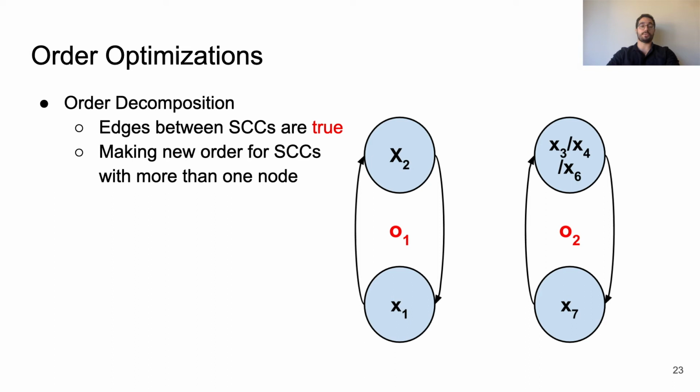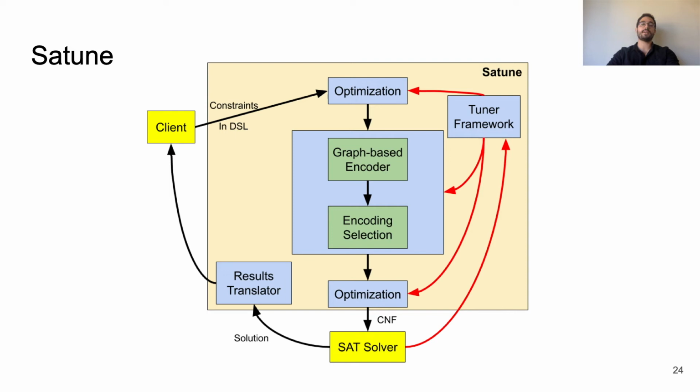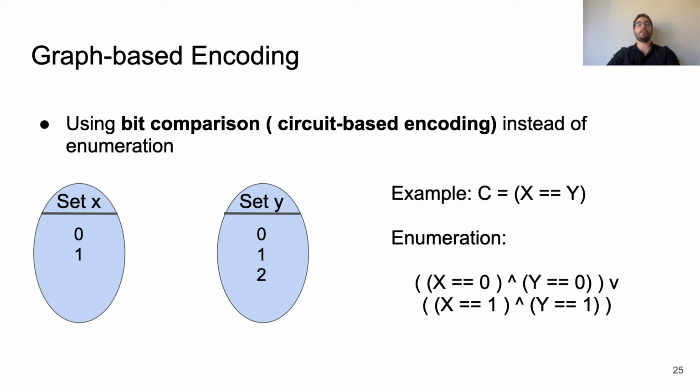After simplifying the problem by different optimizations, Satune assigns encoding to variables, and optionally, it can encode variables by using a graph-based encoder. The main idea is that for any variables x and y that can be encoded by using binary index and participate in any equality and inequality constraints, instead of just enumerating all possibilities, variables can be encoded by bitwise comparison, which is simpler. This type of encoding is called circuit-based encoding.